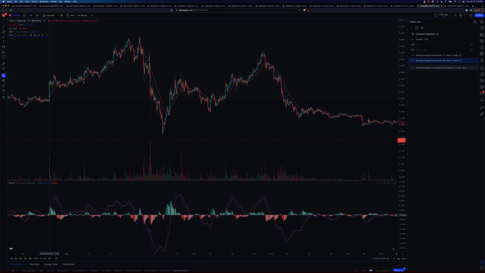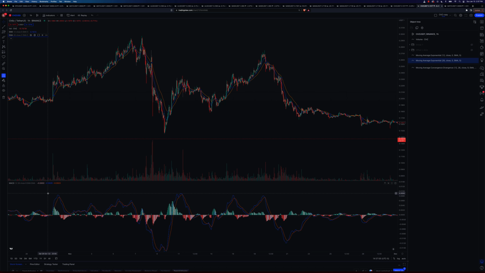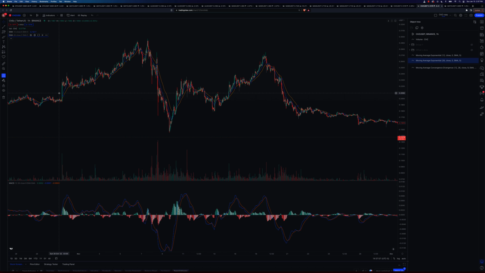So to sum it all up, the MACD line is a relationship between these two moving averages. The signal line is a moving average of the MACD line. And the histogram is a visual representation of the relationship between the MACD line and the signal line.